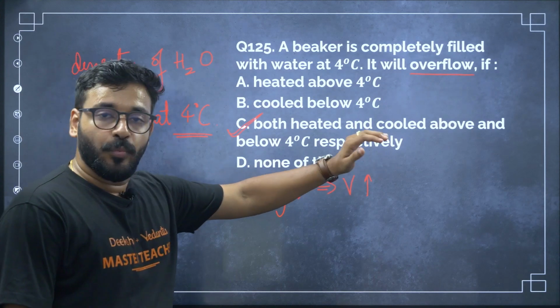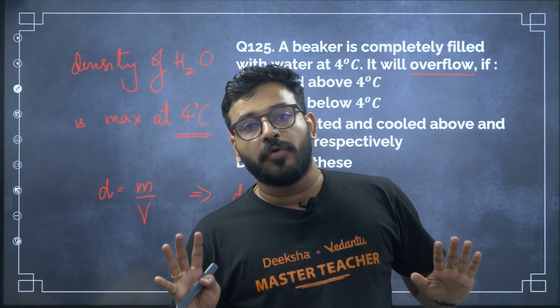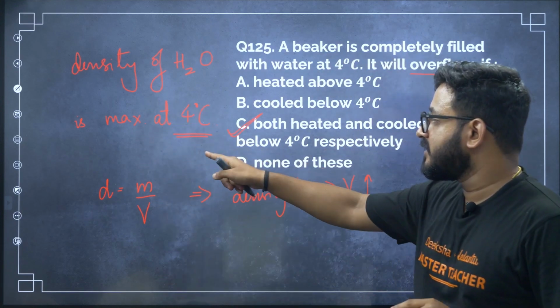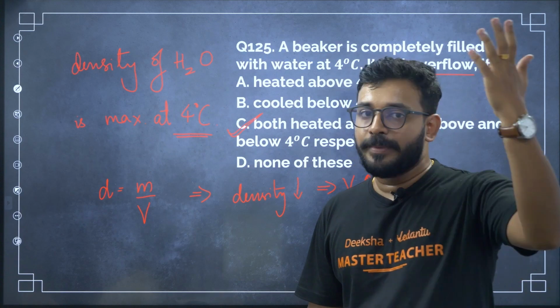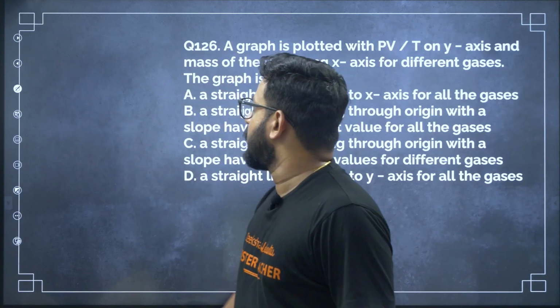Once again, very simple, straightforward, concept-based question. You just need to know the specialty of 4 degrees Celsius for water. So water has highest density at 4 degrees Celsius. Therefore, when you heat above or below, density decreases, volume increases. Therefore, it will overflow. All right, very simple question. Let us look at the next question.